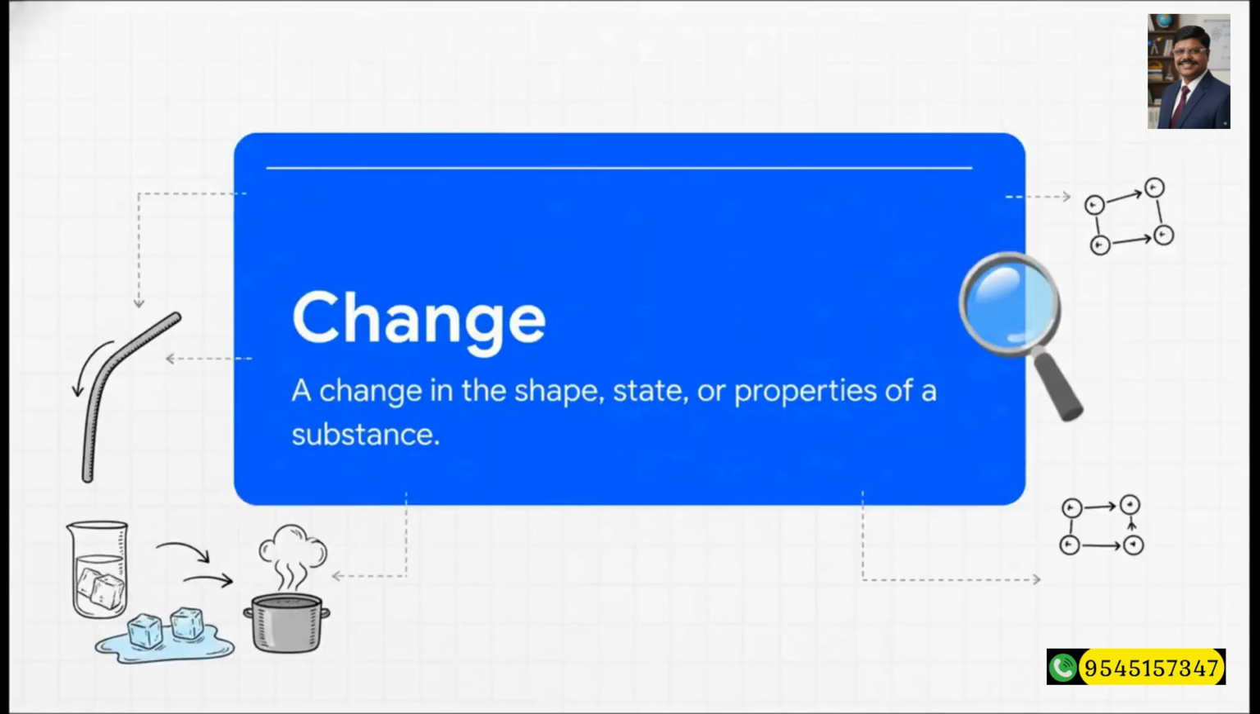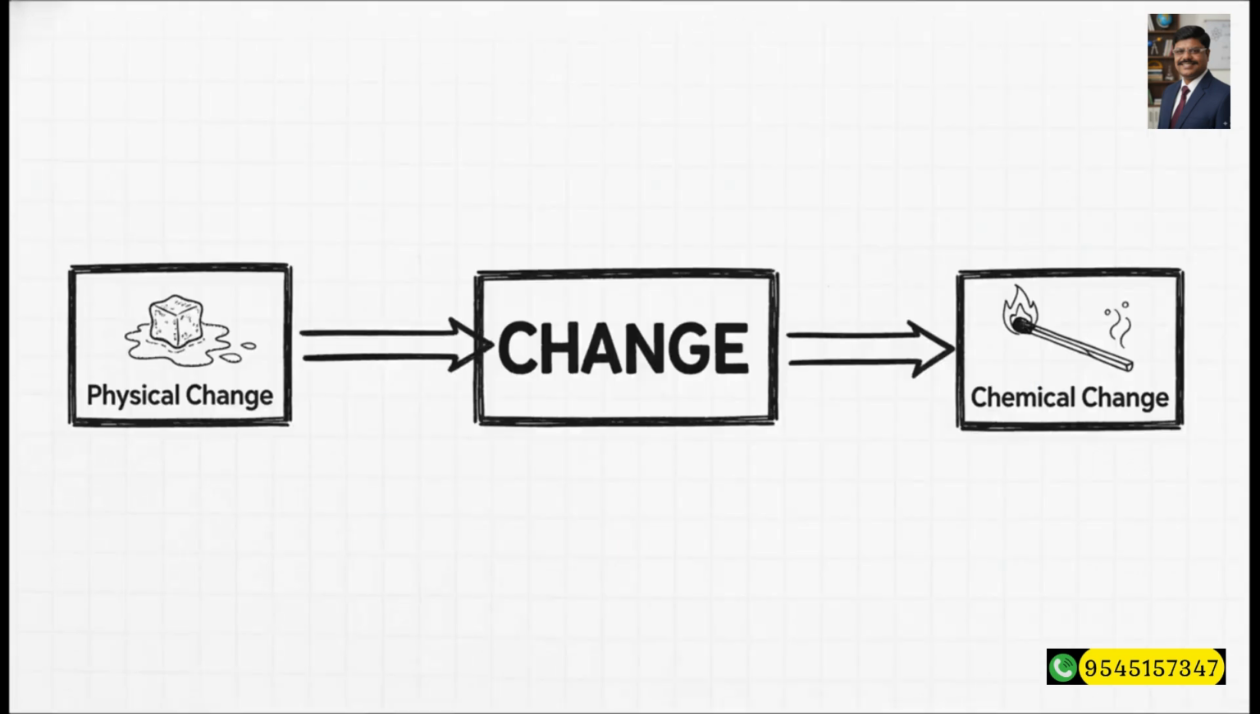So first things first, what do we even mean when we say change in science? It's actually pretty simple. It's any time a substance gets altered in its shape, its state, like from a solid to a liquid, or any of its properties. Imagine you have a ball of dough. You can flatten it, roll it, you're changing it. But it's still dough, isn't it? That's a change.